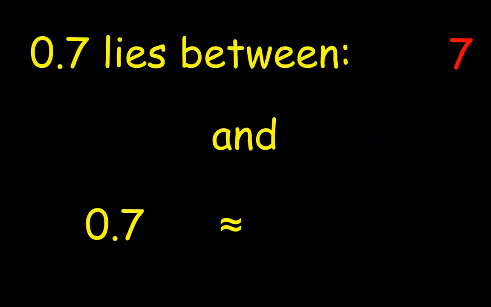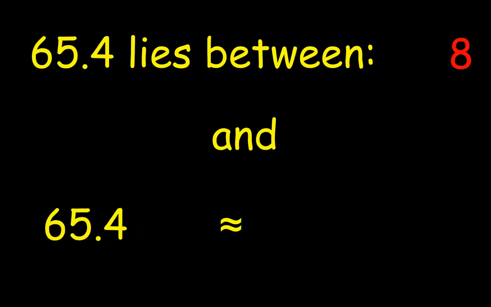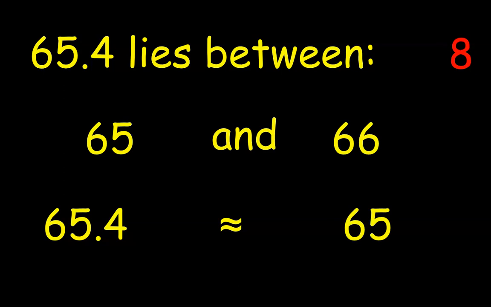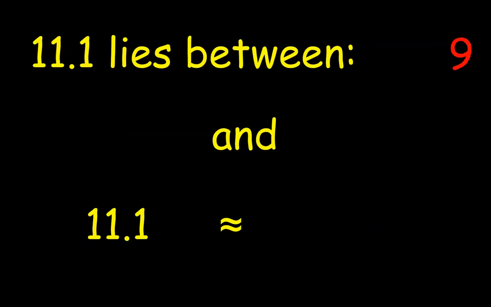39.6 rounded to the nearest whole number is 40. 0.7 lies between 0 and 1. 0.7 rounded to the nearest whole number is 1. 65.4 lies between 65 and 66. 65.4 rounded to the nearest whole number is 65. 11.1 lies between 11 and 12. 11.1 rounded to the nearest whole number is 11.